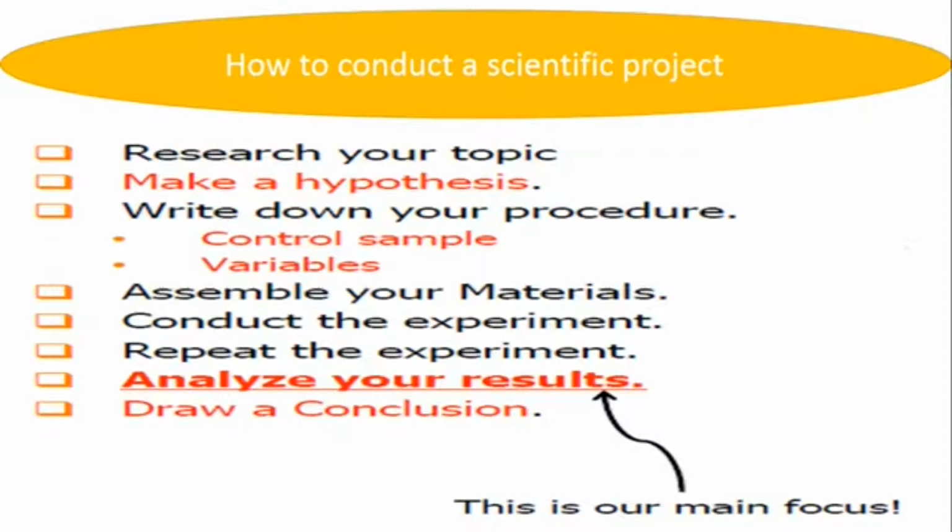In which situations can descriptive statistics be conducted? Descriptive statistics are used in conducting a statistical or scientific project. You need to research your topic, make a hypothesis, write down your procedure, control sample variables, assemble your material, conduct the experiment, and repeat your experiment. Finally, you need to analyze your data and draw your conclusion. It is important to make descriptive statistics, which can help you draw a conclusion.